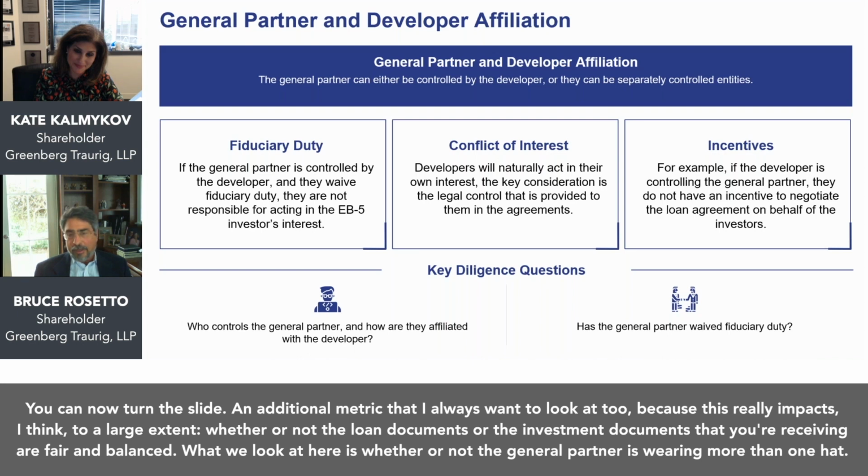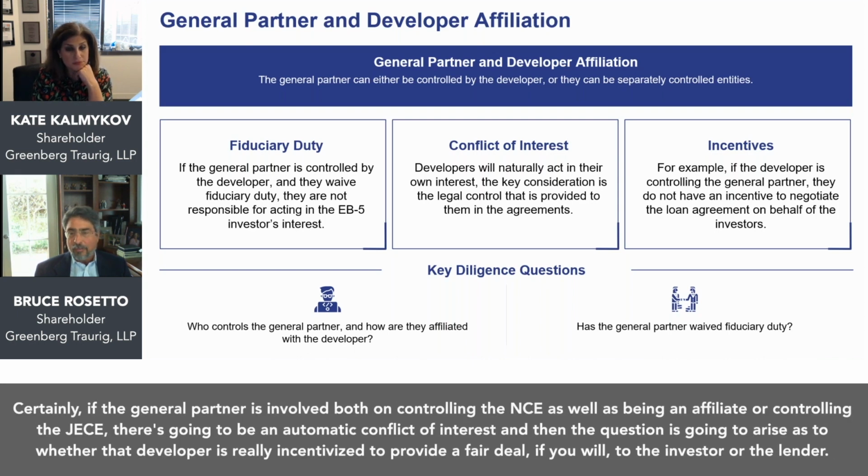An additional metric that I always want to look at too, because this really impacts, I think to a large extent, whether or not the loan documents or the investor documents that you're receiving are fair and balanced, is whether or not the general partner is wearing more than one hat. Certainly if the general partner is involved both in controlling the NCE, as well as being an affiliate or controlling the JCE, there's going to be an automatic conflict of interest. And then the question is going to arise as to whether that developer is really incentivized to provide a fair deal, if you will, to the investor or the lender or not.